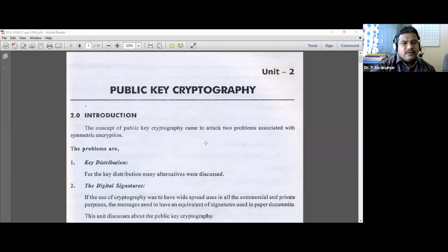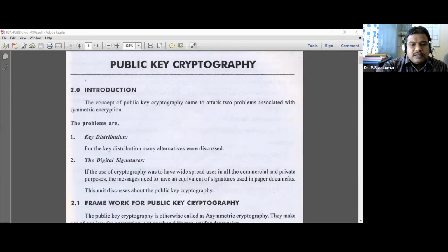So already we discussed the private key cryptography. We have a lot of example algorithms: AES algorithm, DES algorithm, triple DES algorithm, everything. So now we can move to the public key cryptography.